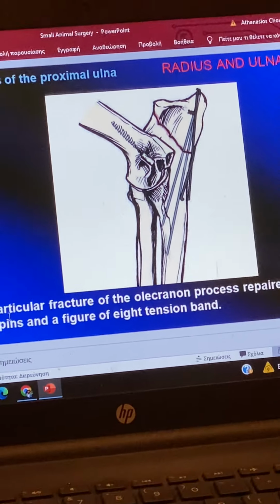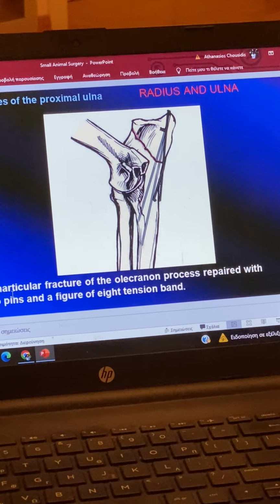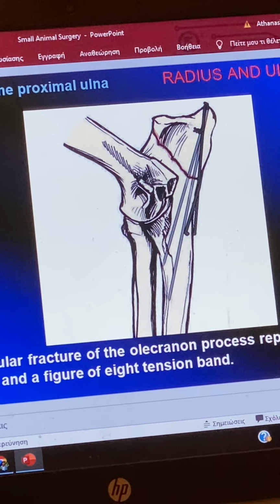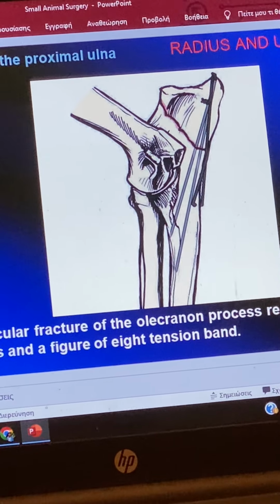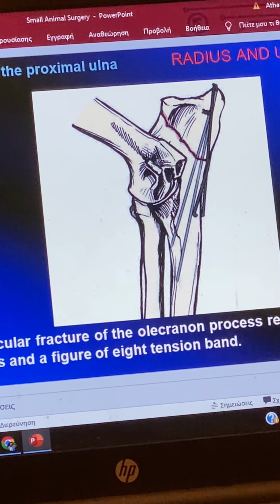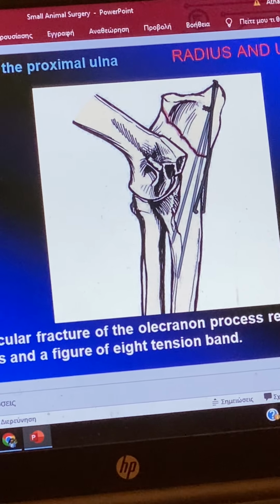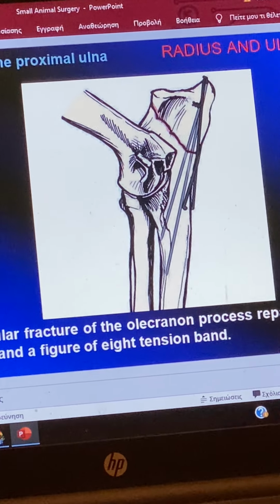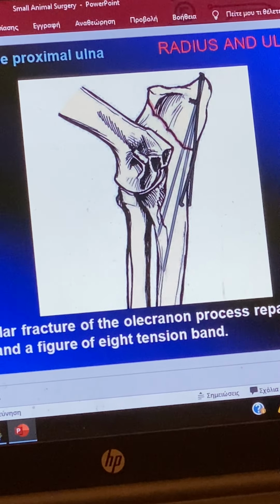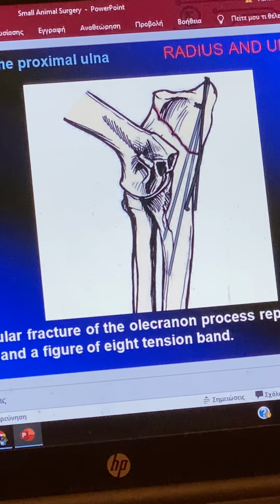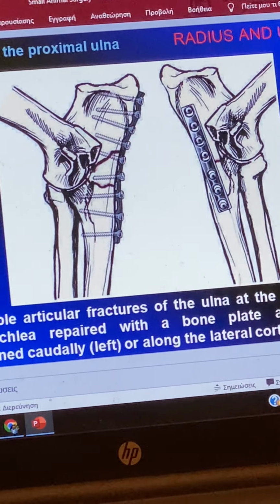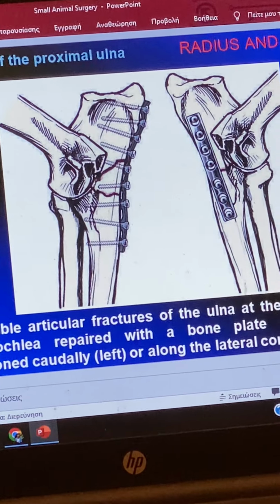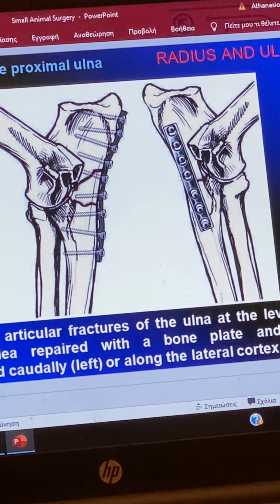Moving on from the non-articular to the articular one, those are the more serious ones. Usually they are more distal, and as we said always, when we have an articular fracture, we need a very good reduction of the fracture, to put everything in perfect alignment to decrease the chance of secondary osteoarthritis. That's what I tried to say in the previous video. Usually plates and screws are used, caudally or laterally on the bone cortex.